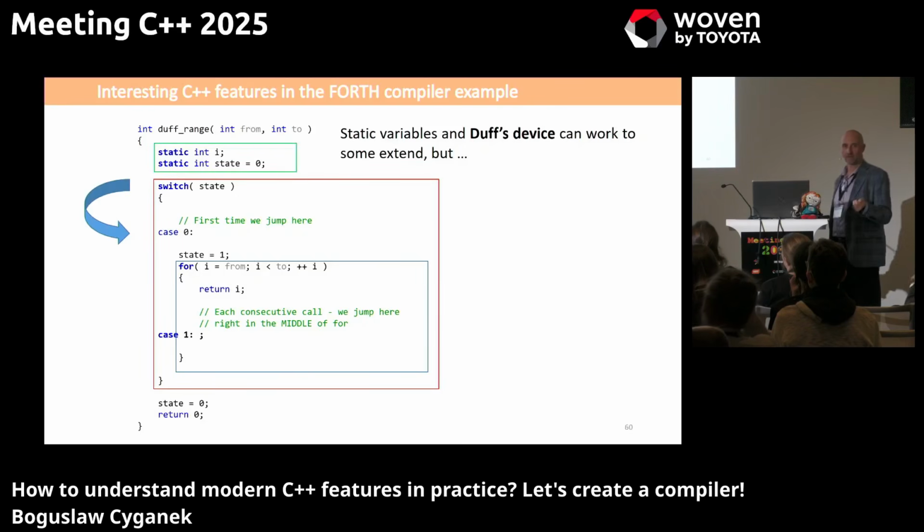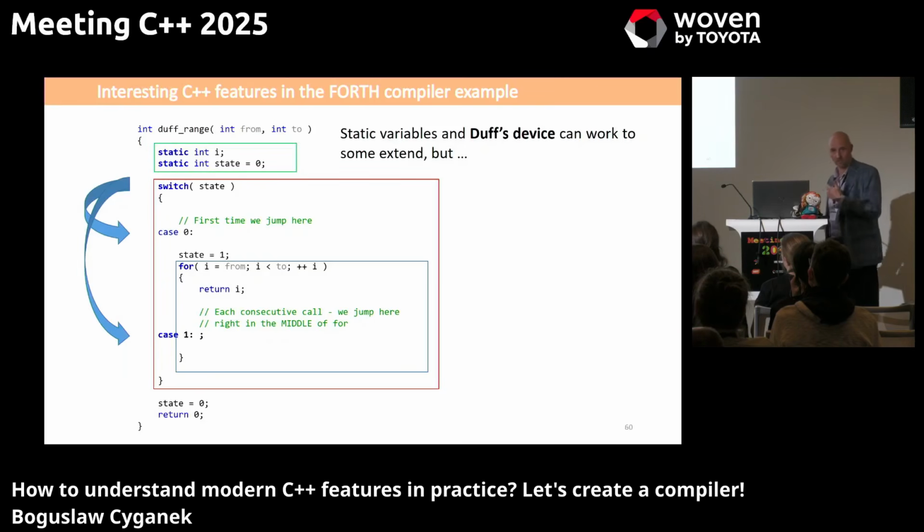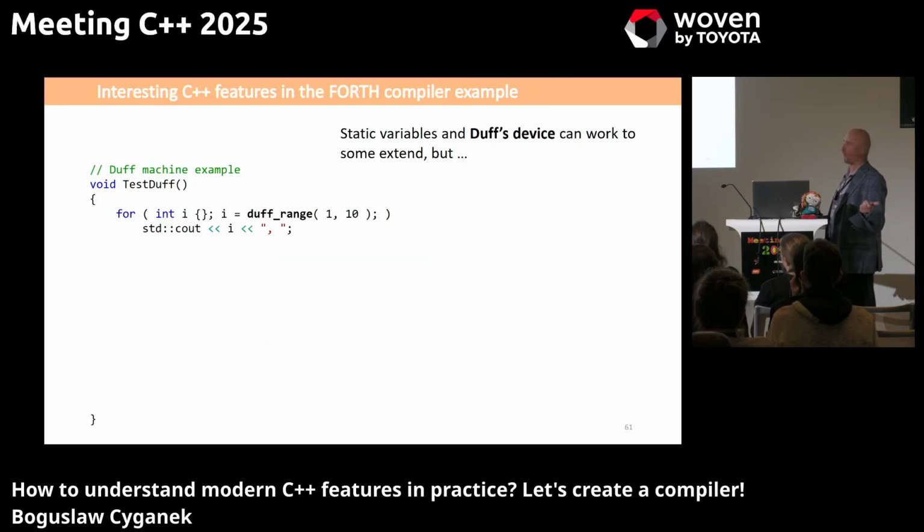So the first time we enter, we jump to case 0 and we initialize state to 1. But all the next times, the state will be 1, so we jump here. And we are inside the for, so we get another one. Does it work? Yeah, that's fine.